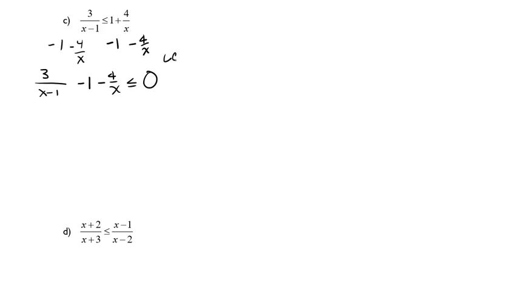So my LCD is x times x minus 1 because of the x on the 4 over x and the x minus 1 on the 3 over x minus 1. So I have to build up my denominators so that they match. The 1 is going to be easy. We can just make it x times x minus 1 over x times x minus 1. But on this first one, we need to build this 3 over x minus 1 up by an x over x. That's a funny looking 1, but now it will have a common denominator.